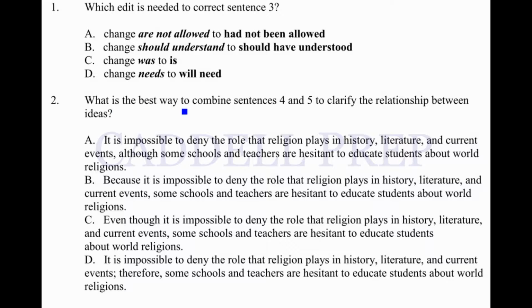Another type of question is, what's the best way to combine sentences 4 and 5 to clarify the relationship between ideas? So this might have to do with a transition, or as if it's more of the same or contrasting. So you want to make the relationship between the two sentences clear, and of course it has to be grammatically correct.